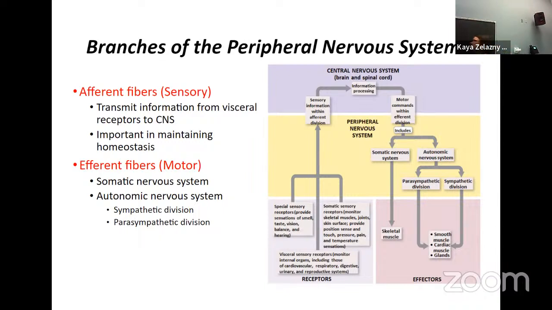Now we're going to be branching out into the periphery. So the periphery out towards the edges of your body. So things coming out of the brain or out of the spinal cord. So that's our peripheral nervous system. The peripheral nervous system has branches. So this is a big map, right?